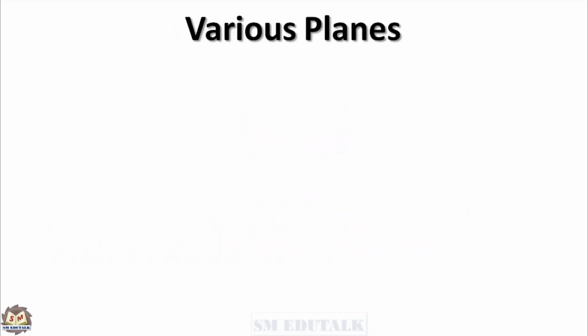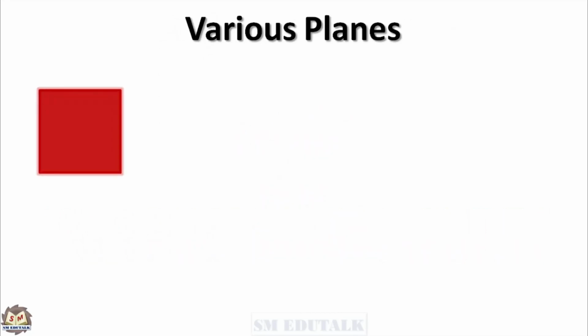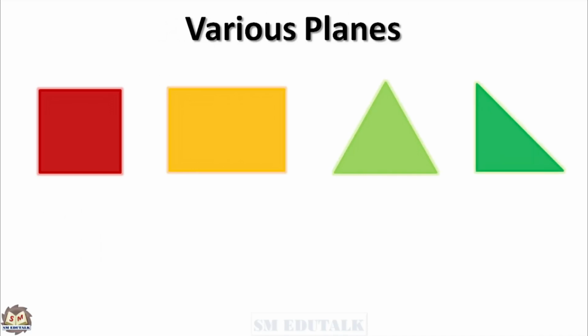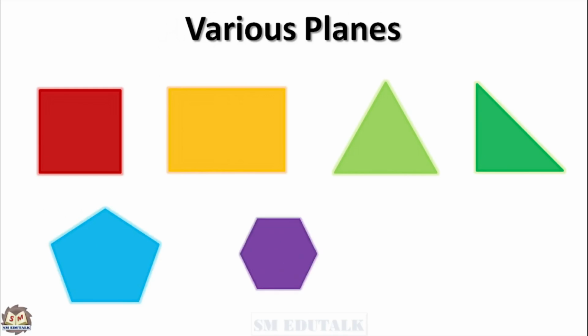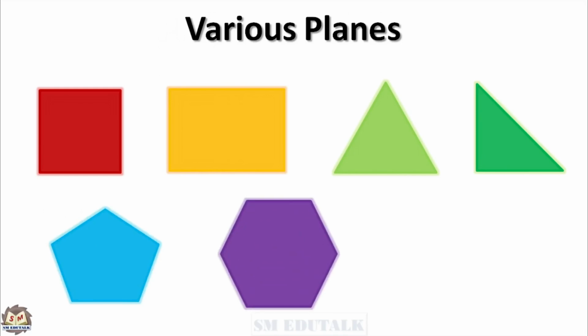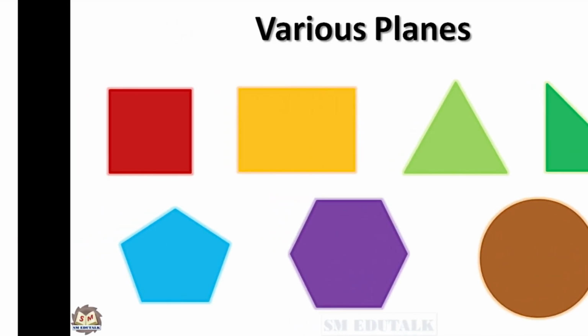There are various shapes in a plane. Square plane, rectangular plane, different types of triangular plane like equilateral triangle, right angle triangle. Also, pentagonal plane having 5 sides, hexagonal plane having 6 sides and a circular plane.